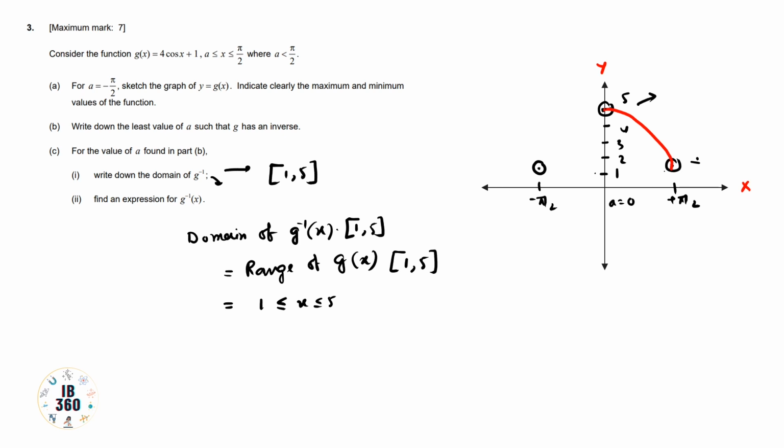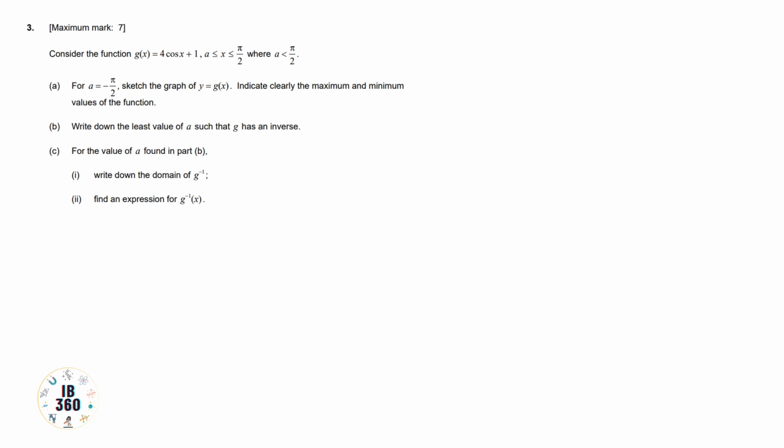Now, find an expression for G inverse x. We will do this problem. Basically y equals 4 cos x plus 1. To find the inverse, the x and y values will be interchanged. So x will be 4 cos y plus 1. We are doing this to get the inverse function in terms of y.